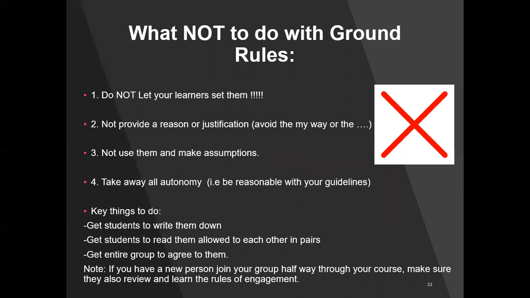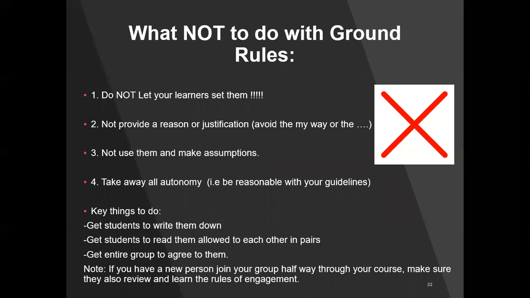So number one, you never want to let your learners set the ground rules. Just don't do it. It's a bad idea because A, it takes up time, but B, it also puts the control back in their hands, and it's very hard to get that control back. Number two, not provide a reason or justification, okay? Because if you don't provide a reason, then all they hear is it's my way or the highway, okay? So you definitely want to get buy-in, but how do we do that? We use the magic word of because.